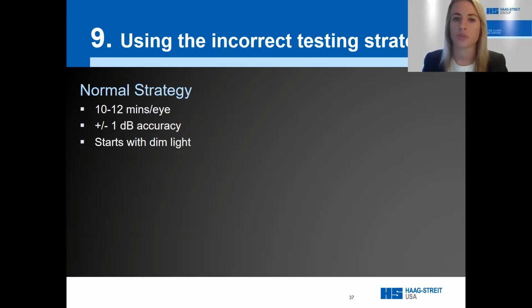Starting with normal strategy, it takes 10 to 12 minutes per eye. Now, that seems like a really long time, and it is, but it will give you a high level of detail and accuracy of plus or minus 1 decibel at each location. It's also important to note the field starts with a dim light. Typically, this strategy is only used in research.